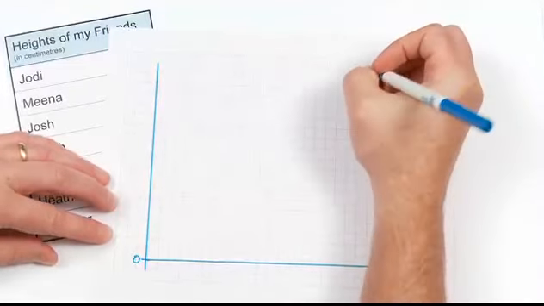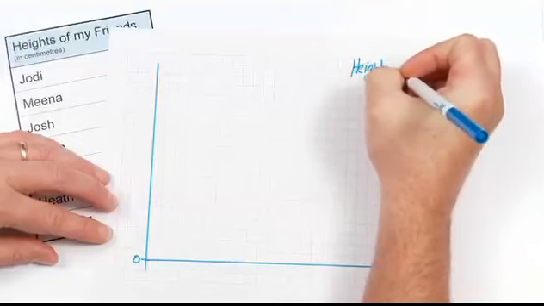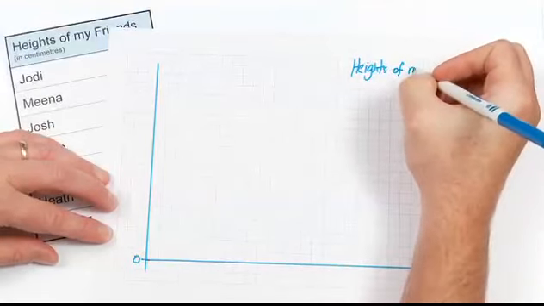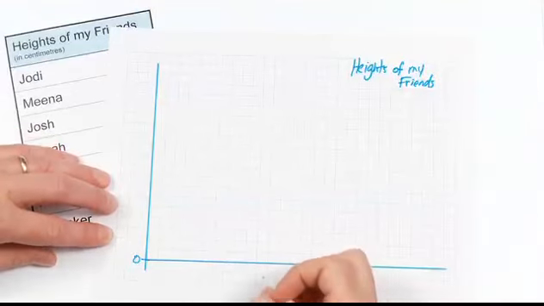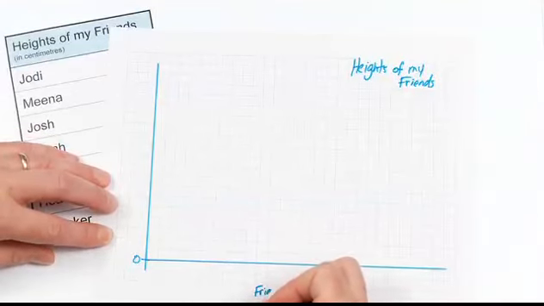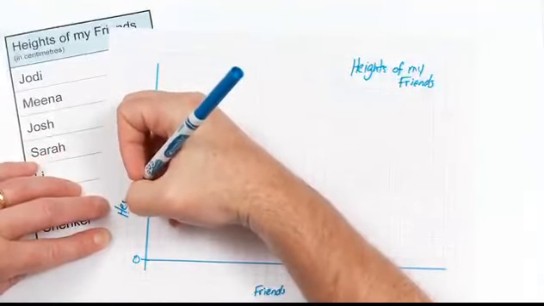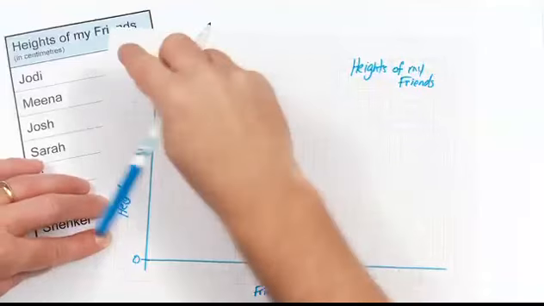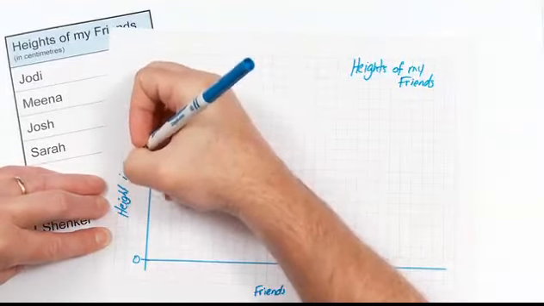I can label things, right? I can do heights. I put my title on here, heights of my friends. I know that down here are going to be the friends' names. Here's going to be their height, right? I've left enough space on here. I didn't go right to my edges so that I could put my labels here, height in centimeters.